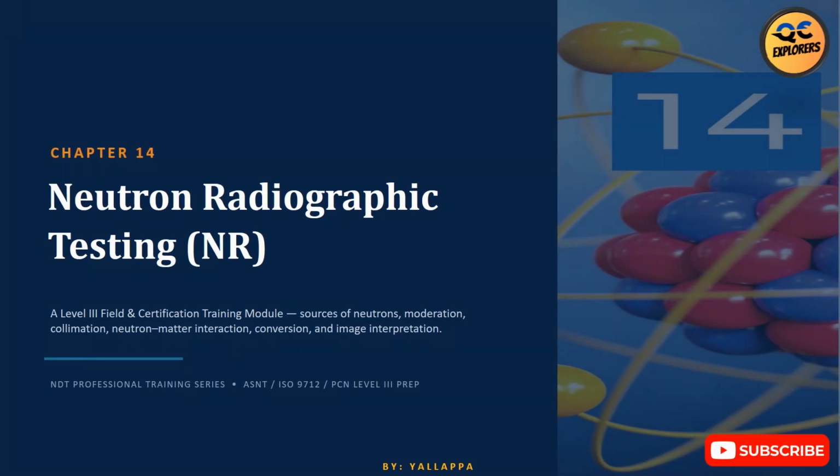Good day, everyone, and welcome to Chapter 14 of our ASNT Level III Non-Destructive Testing Certification Program. In this chapter, we're going to study one of the most specialized and fascinating radiographic inspection methods used in the NDT industry, Neutron Radiographic Testing, commonly referred to as NR.